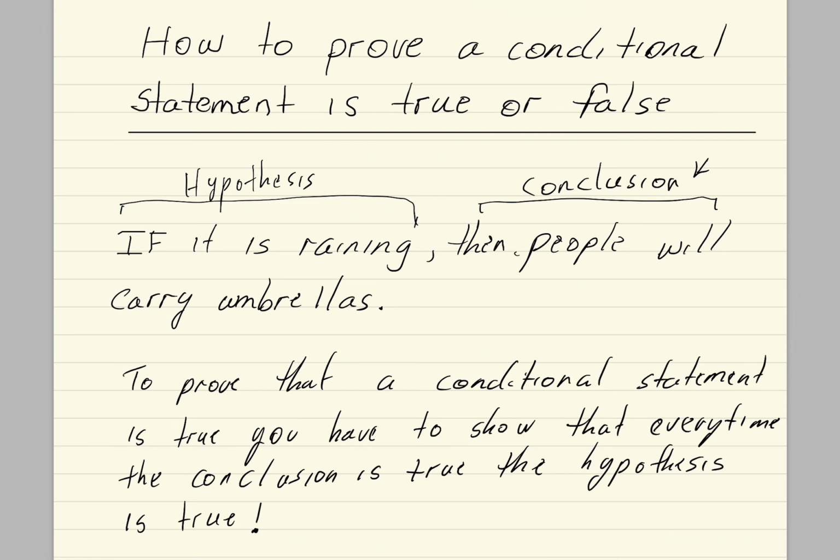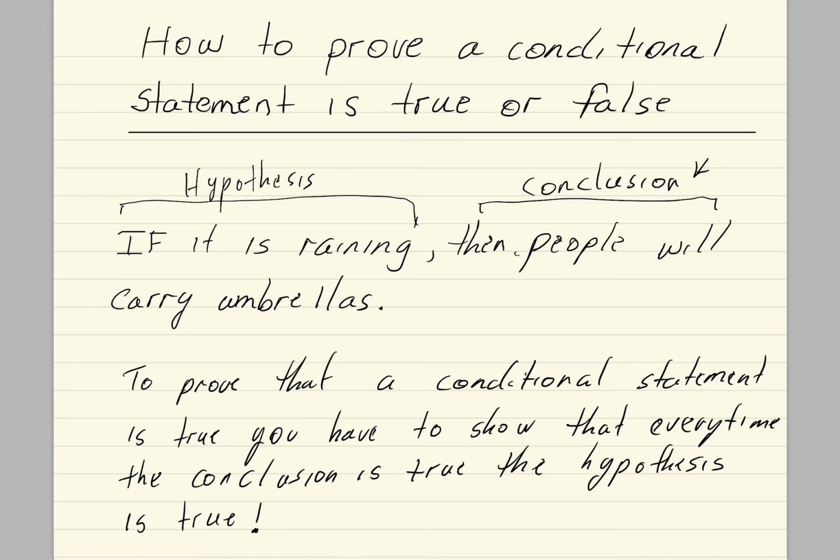So I have this example here saying if it is raining, the hypothesis, then people will carry umbrellas. So you need to show that every single time people are carrying umbrellas, it is in fact raining. So every single situation, every single case that this happens, that your people are carrying umbrellas, it is in fact raining. So you have to show every single time. So that's how you prove a conditional statement is true.